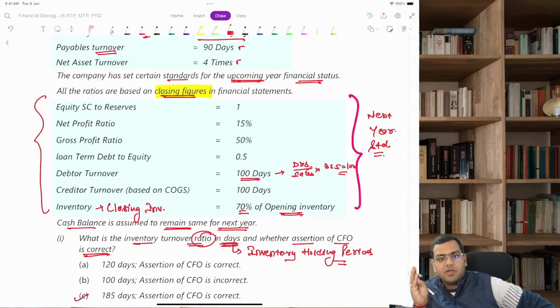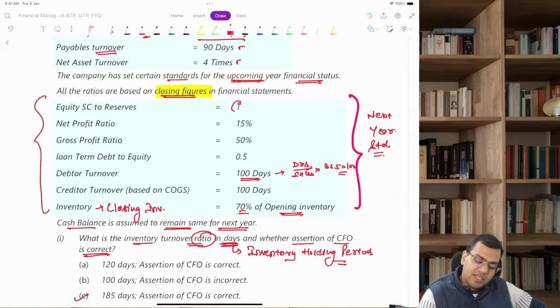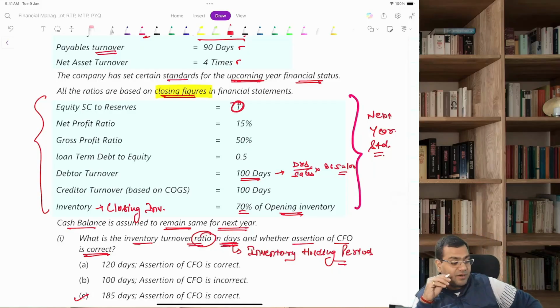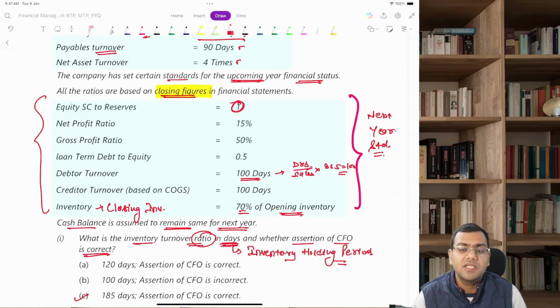We cannot use net profit ratio. We cannot use gross profit ratio. We cannot use long term to debt ratio. We cannot use creditors turnover ratio. Nothing. The only thing that we'll use here is equity share capital to reserves. Sir, how can we use that? Equity share capital to reserves is equal to 1.